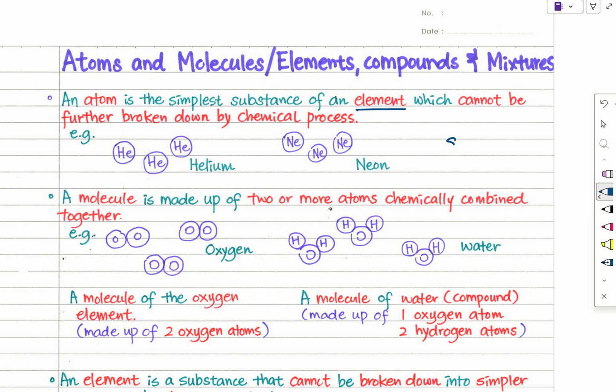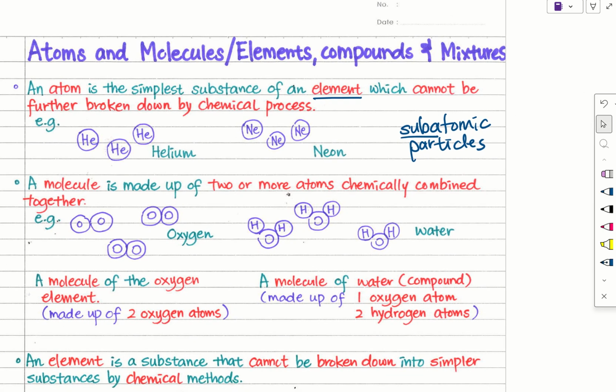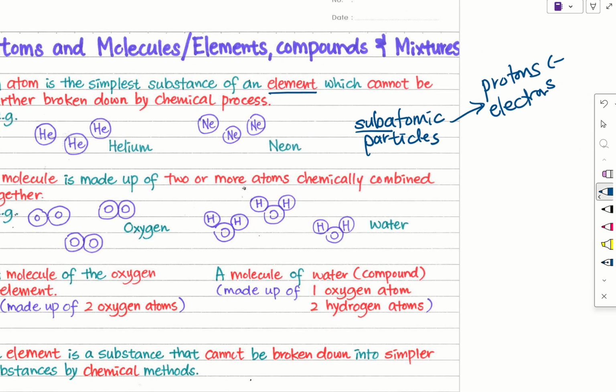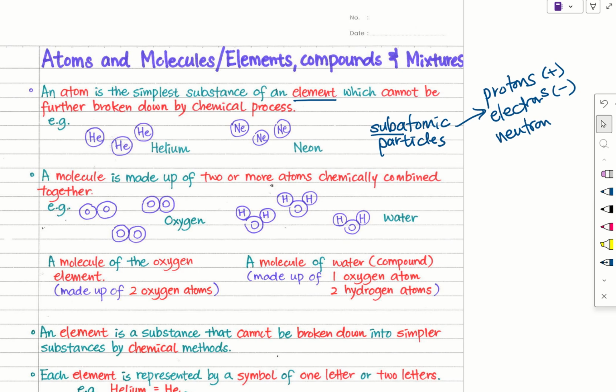But some of you may have heard of subatomic particles. These are the things that are found inside the atom. That's why it's called subatomic. So we have protons. This is not tested yet, but eventually you'll need to know this concept. We have protons, which are positive, electrons, which are negative, and neutrons, which are neutral. These are all found in your atom.